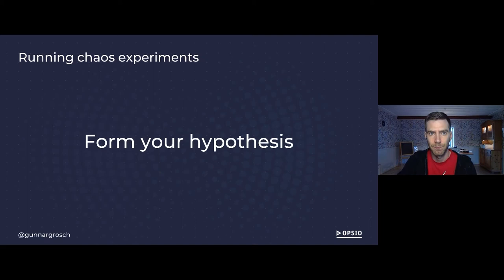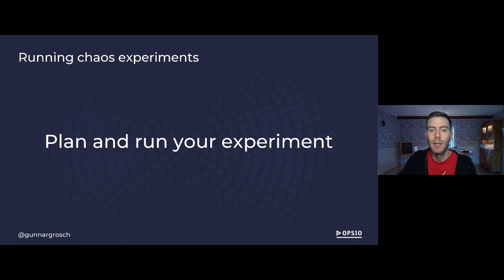Next, we form our hypothesis. And a hypothesis is a proposed explanation made based on limited evidence as a starting point for our investigation. And we use what-ifs to find it. What if the primary database goes down? We're using the scientific method of if-then to put our hypothesis together. If this, then that. If the primary database goes down, then we switch to the fallback database. With our hypothesis formed, we're now ready to plan the experiment and then run it.